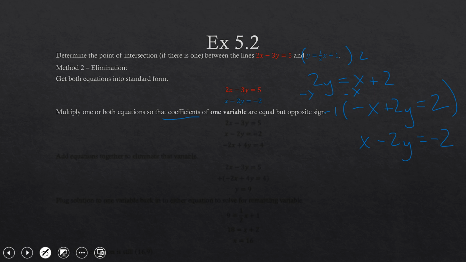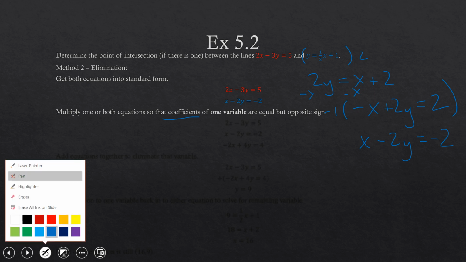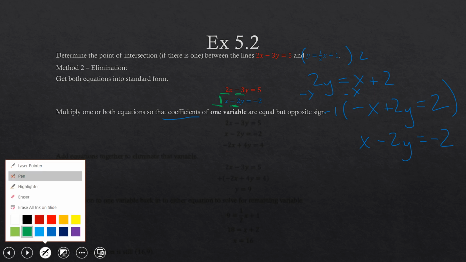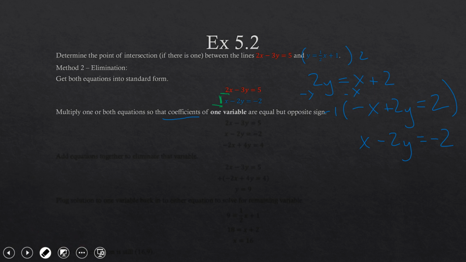Now, if we look right now, we can see that that's not true yet. If I look at my coefficients, this is a coefficient that's 2, and this is a coefficient that's 1. They're not equal and opposite signs. And likewise, we have a coefficient of -3 for the y and -2 for the y. Those are not equal and opposite signs. Okay, so we have to multiply one or both equations to get this into that state.